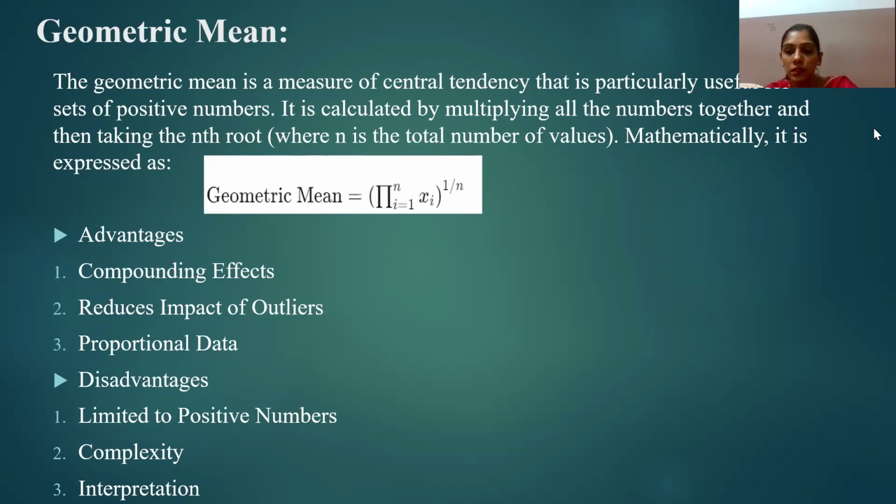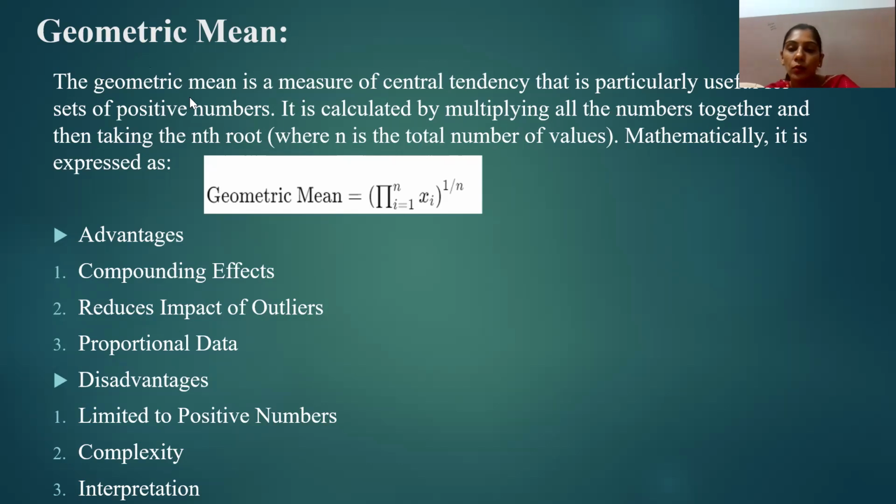Now let's discuss the advantages and disadvantages of the geometric mean. There are three advantages and three disadvantages we are going to discuss. Advantages are compounding effect, reducing impact of outliers, and proportional data. Disadvantages are complexity, interpretation, and being limited to positive numbers. So let's first start with the advantages.